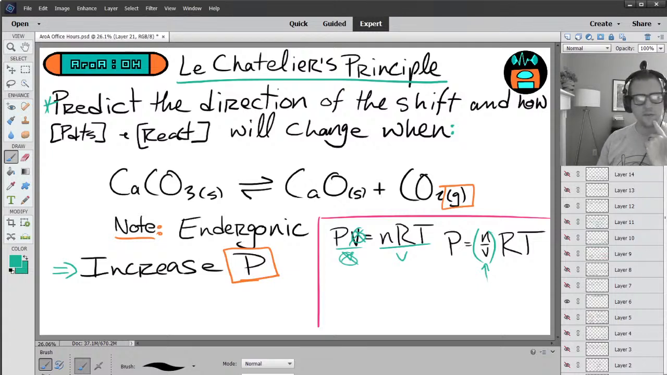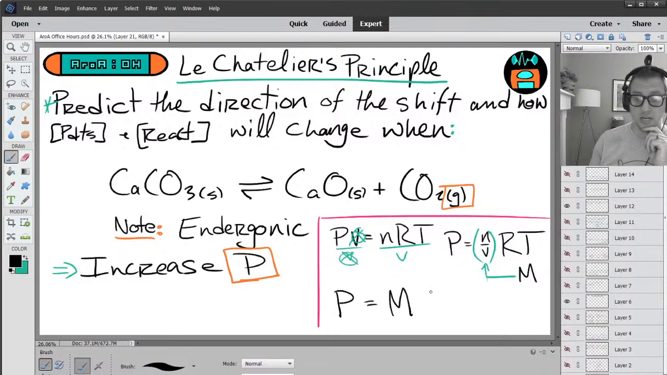What does N stand for? Excuse me, in this mathematical equation, N is moles. What is volume usually when we're using the ideal gas law? Liters, right? Moles per liter. This is literally molarity. You can substitute it in and rewrite the expression to say that the pressure of the gas is equal to the molarity of the gas times RT.